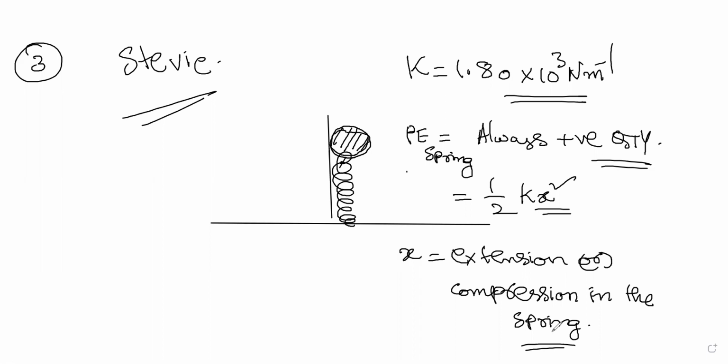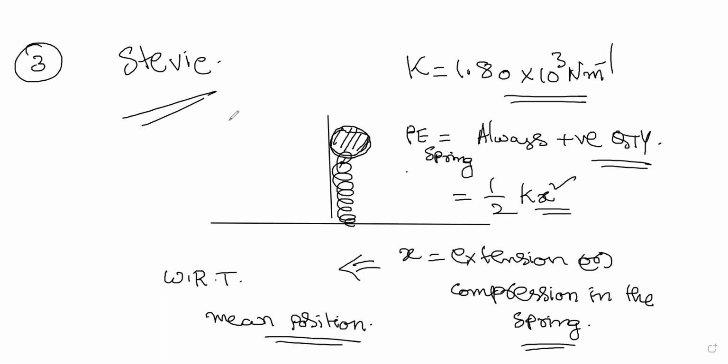And the potential energy is given by the formula half kx square, where x is the extension or compression of the spring, with respect to the mean position. I'll explain. I have to explain all these things, then only you will understand. With respect to the mean position of the spring, and this is what he is doing.